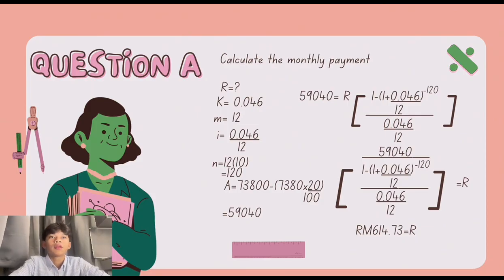Next, 59,040 equals R times the bracket 1 minus the bracket 1 plus 0.046 divided by 12 close bracket to the power of minus 120, then we divide by 0.046 divided by 12 and close bracket. Next, we put 59,040 on the top: 59,040 divided by the bracket 1 minus the bracket 1 plus 0.046 divided by 12 close bracket to the power of minus 120, and divided by 0.046 divided by 12. Therefore, the value of R obtained is 640 ringgit and 73 cents.